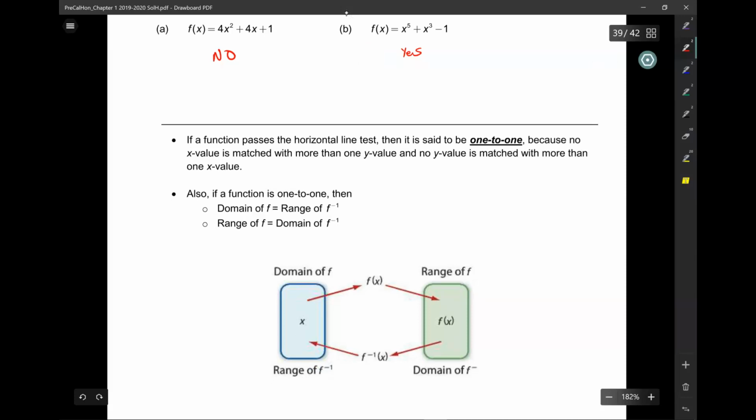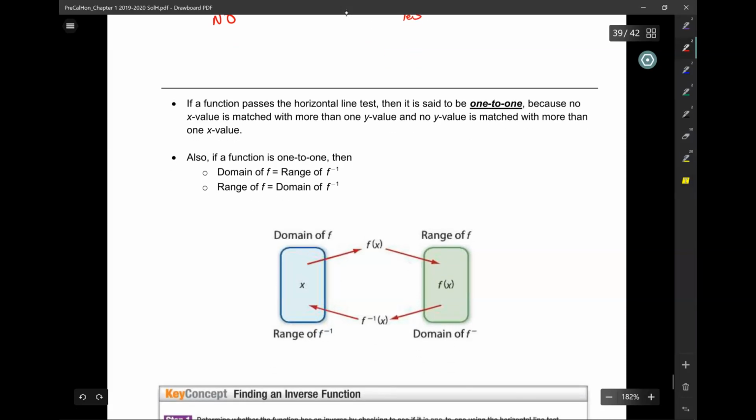All right, now, here's another piece of terminology that we need to be introduced to. If a function passes the horizontal line test, then we say it's 1-to-1, because no x value is matched with more than one y value, and no y value is matched with more than one x value. So basically, for each x value, there is only one y value, and for each y value, there is only one x value, right? So if you take a look at this one, for one y value, you have two x values. So this is not 1 to 1.